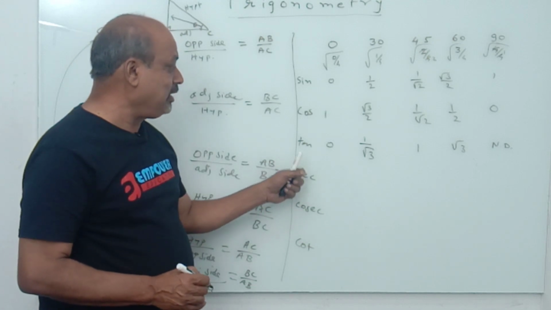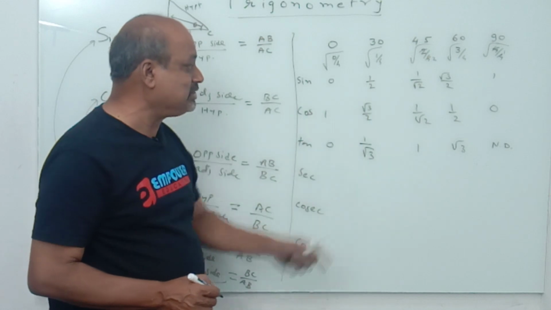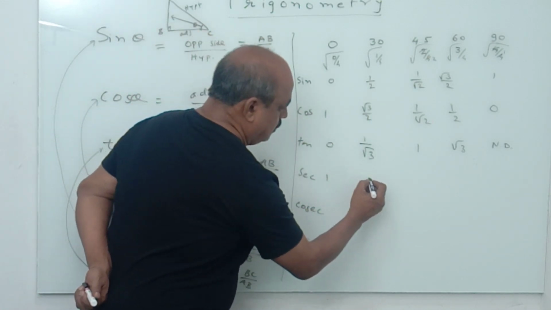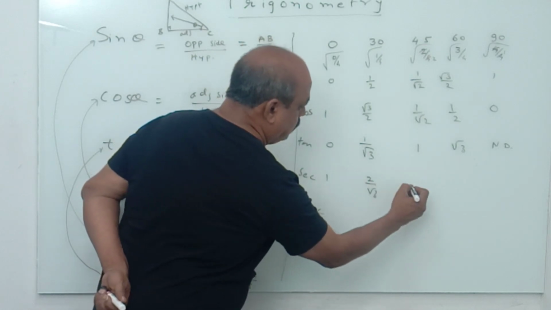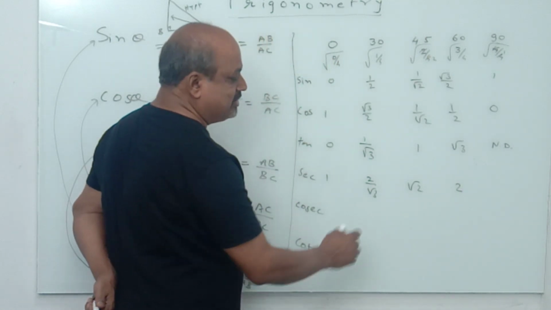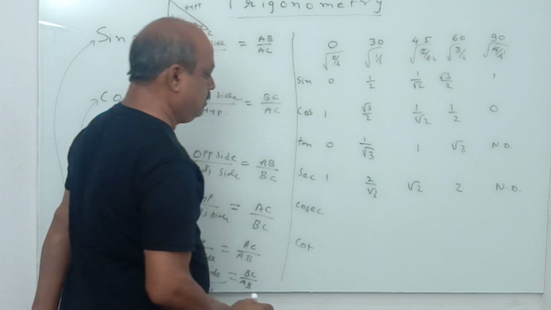Again, sec is the reverse ratio of cos, so you have to take the reciprocals of all these numbers. Reciprocal of 1 is 1. Root 3 by 2 becomes 2 by root 3. 1 by root 2 becomes root 2. 1 by 2 becomes 2. And the reciprocal of 0 is not defined, so you have to write ND.